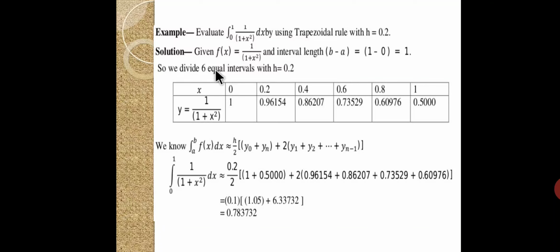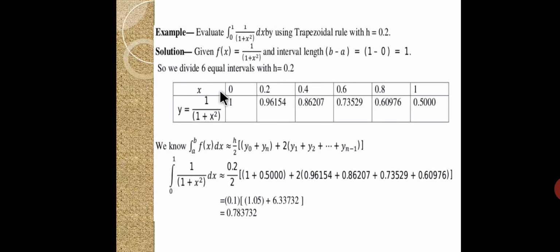So we divide into 6 equal intervals with h equal to 0.2. The initial value is 0, where the interval starts. For the next values: 0 plus 0.2 is 0.2, then 0.4, 0.6, 0.8, and 1. So these are the values for the arguments.